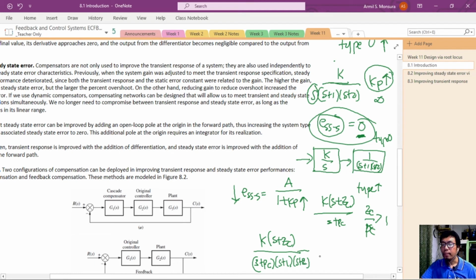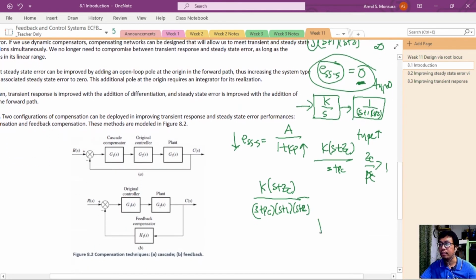Okay. When you compute the Kp of this, that is basically K times ZC over PC times 1 times 2. Okay? So if the ratio ZC over PC is greater than 1, then we can expect an improvement in Kp and therefore an improvement in the steady state error performance of your system. Now, what's good is that we can control where this ZC and PC are, so that we do not merely state it as greater than 1, but we can actually set the value.